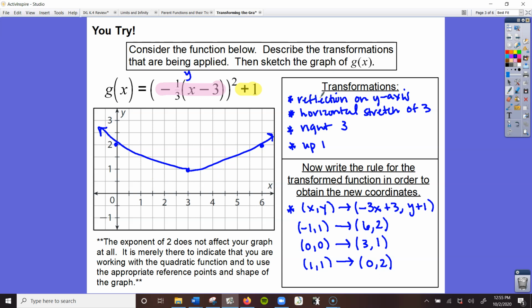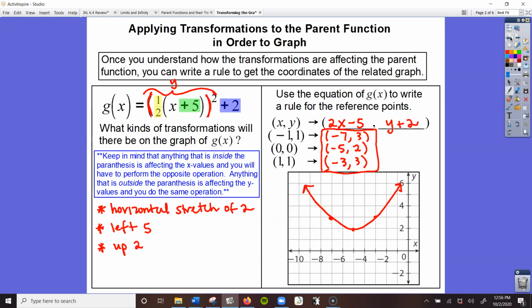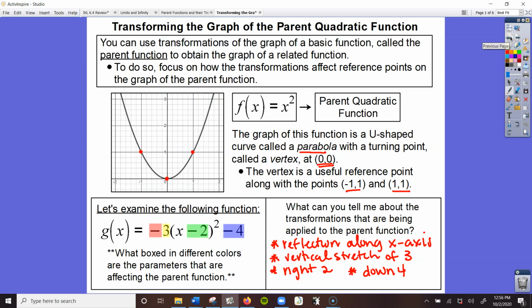Now the reflection on the y-axis, it does not look any different. And that is because if I go back to the beginning, I'm going back to the parent function. Notice that your parent function is an even function. And it's even because it is symmetric along the y-axis. So if you do a reflection along the y-axis, it's not going to change the orientation of our graph.